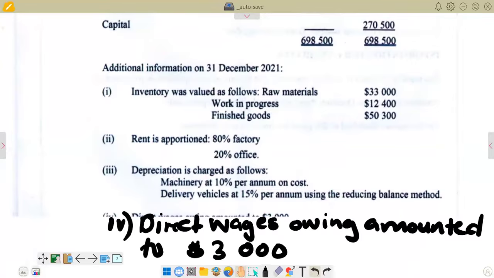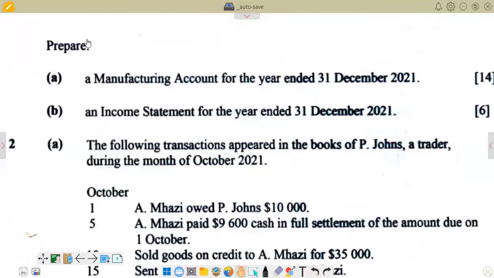If you go to our question part, it reads: a manufacturing account for the year ended 31 December 2021, with 14 marks. So let's take note, 14 marks are there on the first question on the preparation of the manufacturing account. Also, we are supposed to take note where the year is ending. The year is ending on 31 December 2021. Remember, we are supposed to write our heading and indicate where the financial year is ending.